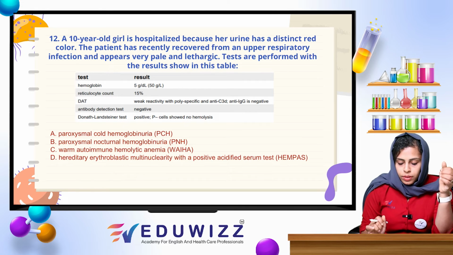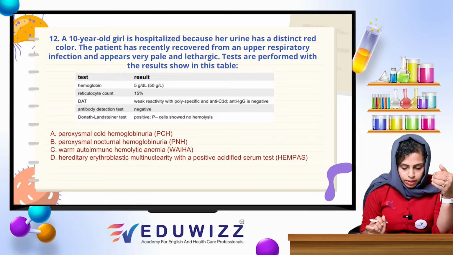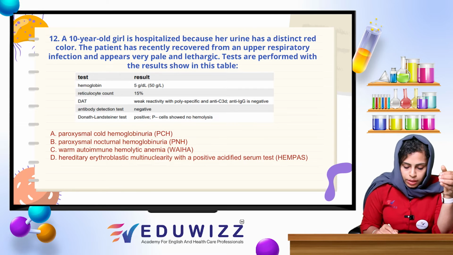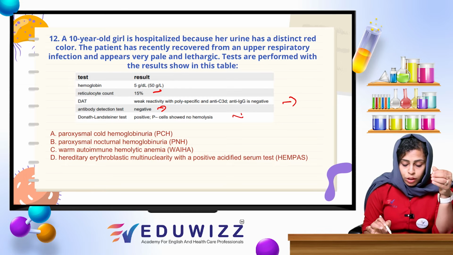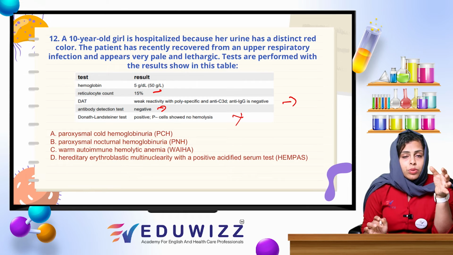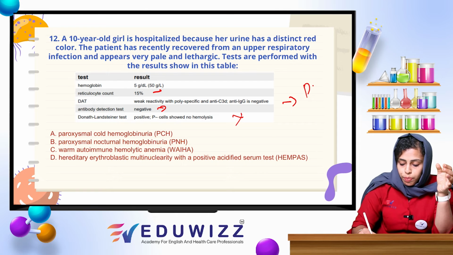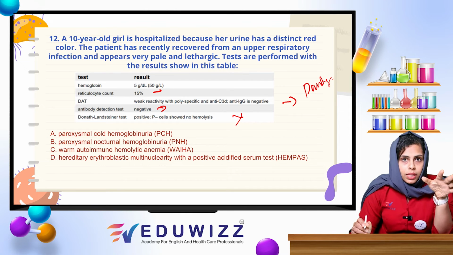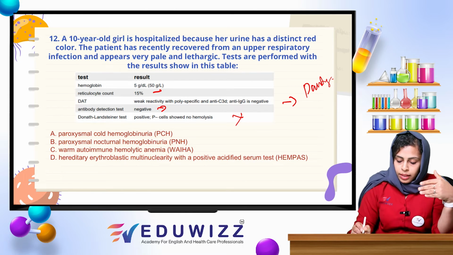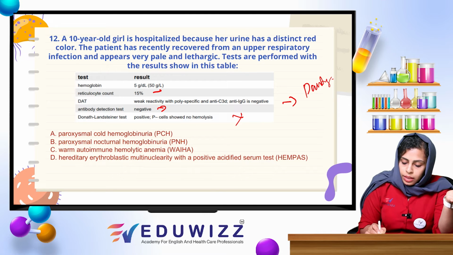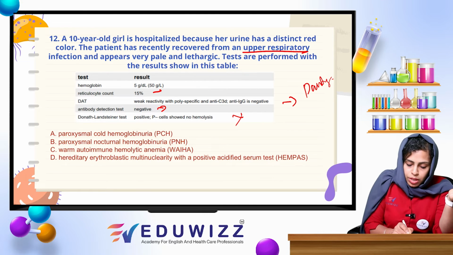The test performed with the results shown: hemoglobin level is low, reticulocyte count is increased, DAT is negative, and antibody detection test is negative, but the Donath-Landsteiner test is positive. So Donath-Landsteiner test positive indicates there is a presence of P antigen or anti-P antibody in our body, and here it is also indicated that there is an upper respiratory infection.